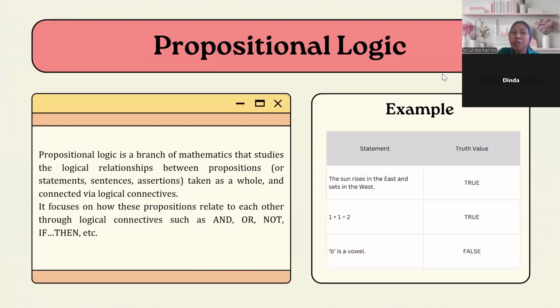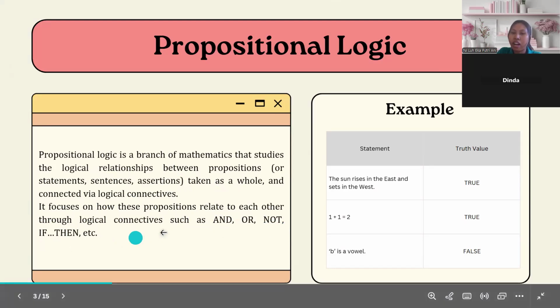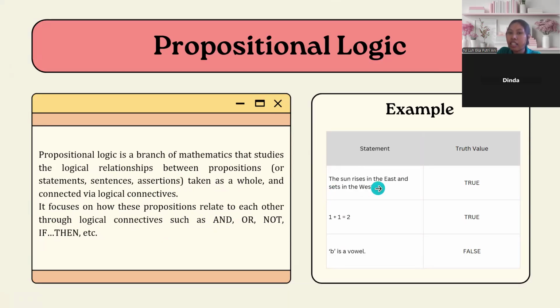So we also have propositional logic. Propositional logic is a branch of mathematics that studies the logical relationship between propositions taken as a whole and connected via logical connectives. It focuses on how these propositions relate to each other through logical connectives, such as and, or, not, if, then, etc. For example, we have the statement the sun rises in the east and sets in the west. We know that this statement is true, so the truth value for the statement is true.